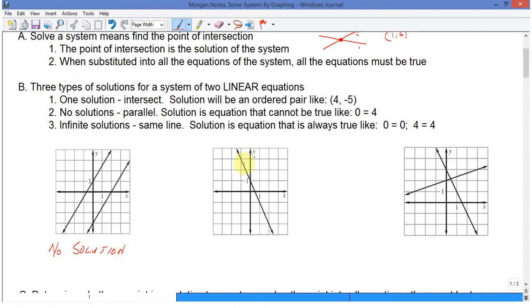Here's another type of intersection, the second one, and we can see that actually there are two lines here. One of them is right on top of the other. In fact, those two equations produce the same line. In this case, every point would be a solution of both equations. We would say that this one has infinite solutions.